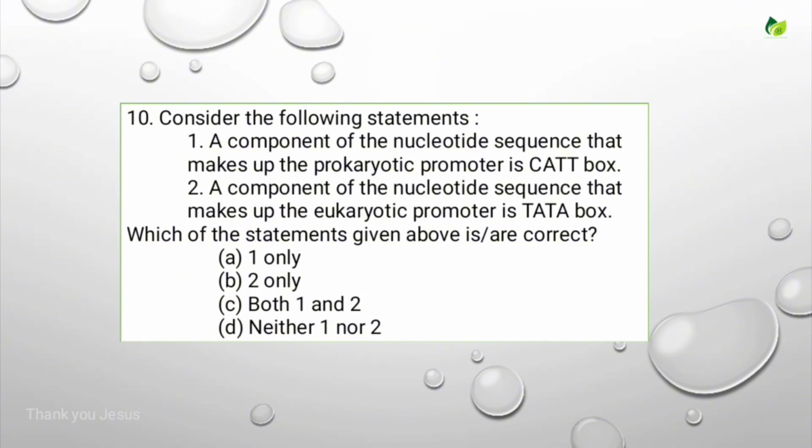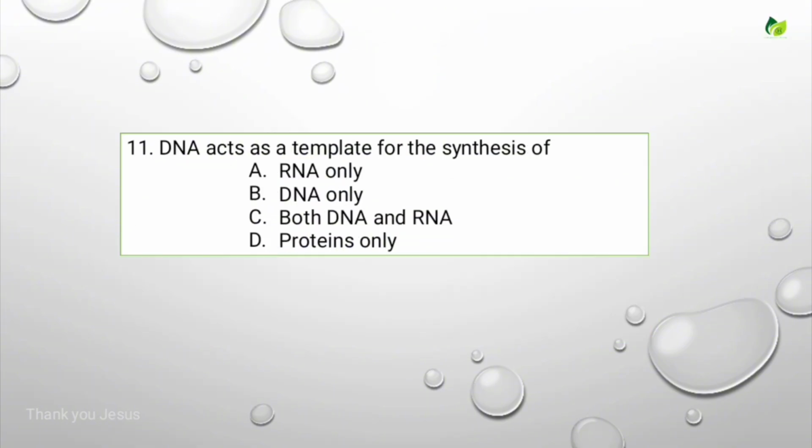Consider the following statements. Here, two statements are given. Among them, you have to pick the correct statements. First statement: a component of the nucleotide sequence that makes up the prokaryotic promoter is cat box. Second statement: a component of the nucleotide sequence that makes up the eukaryotic promoter is tata box. So, you have to pick the correct statements only. Options are 1 only, 2 only, both 1 and 2, neither 1 nor 2. For this, the correct answer is the second option. Let's see the next question.